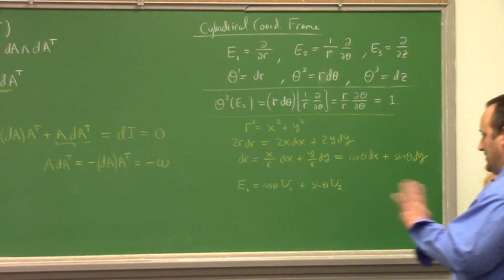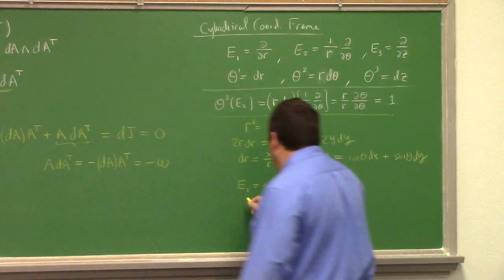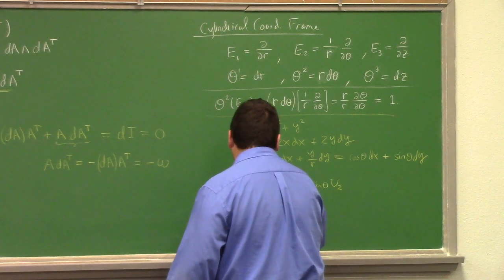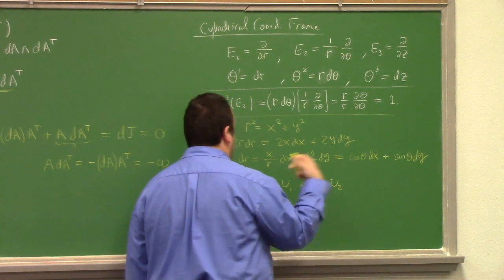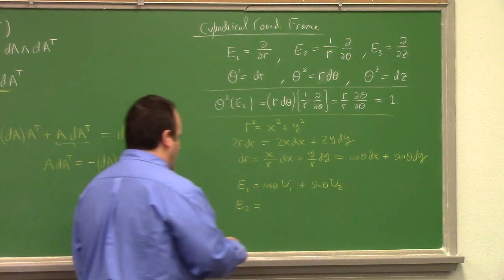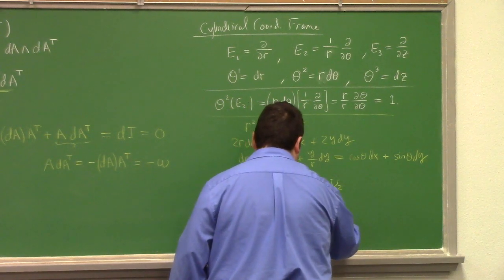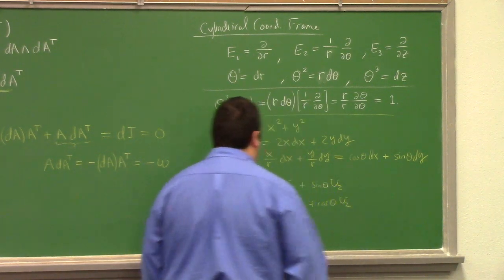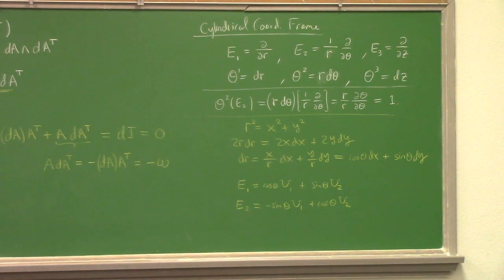Anyway, let me not belabor this. The point is, we have these formulas, although I think I need E2. What's the formula for E2? Minus sine theta U1 plus cosine theta U2 has to be the formula. The reason I say it has to be the formula is I know it doesn't go in the z direction, and I know it has to be perpendicular to E1 because it's theta hat, essentially. So that forces me to write that down.